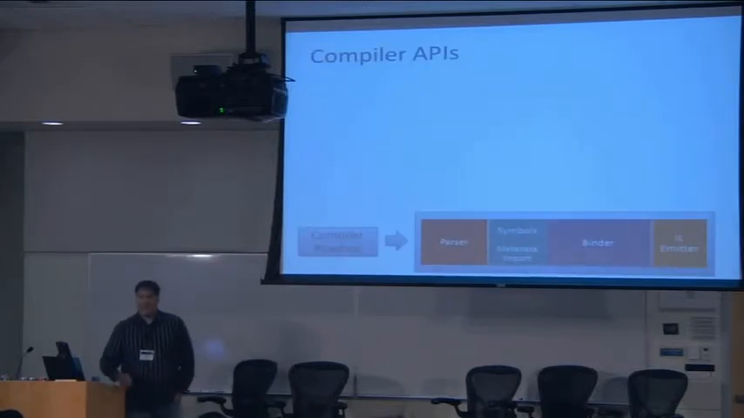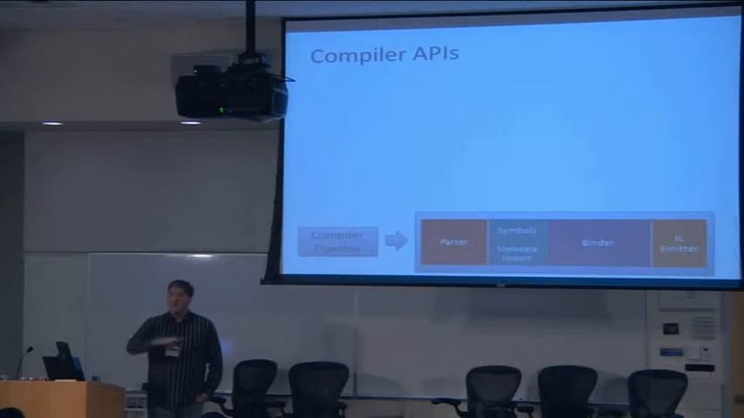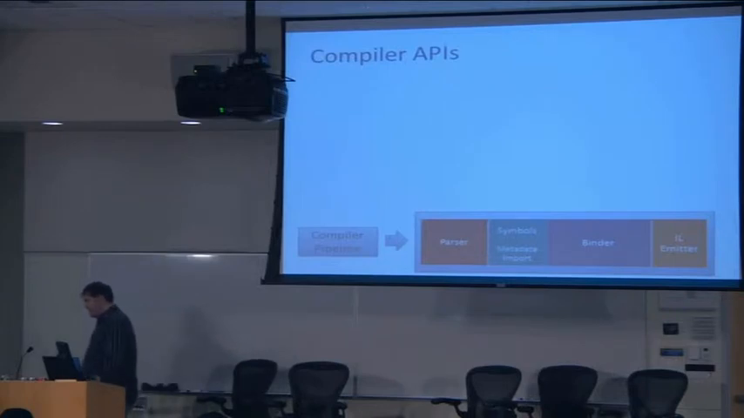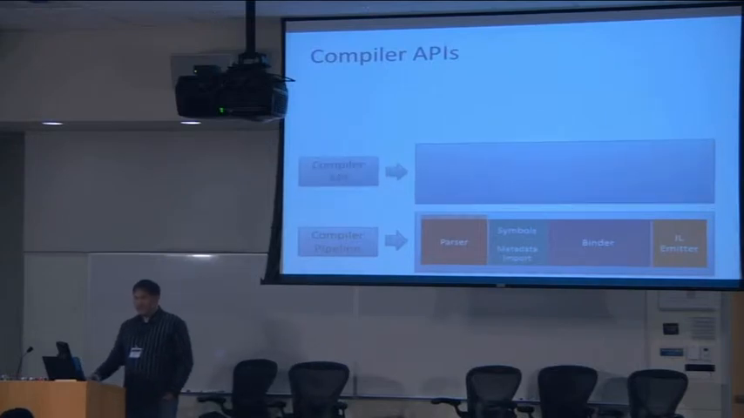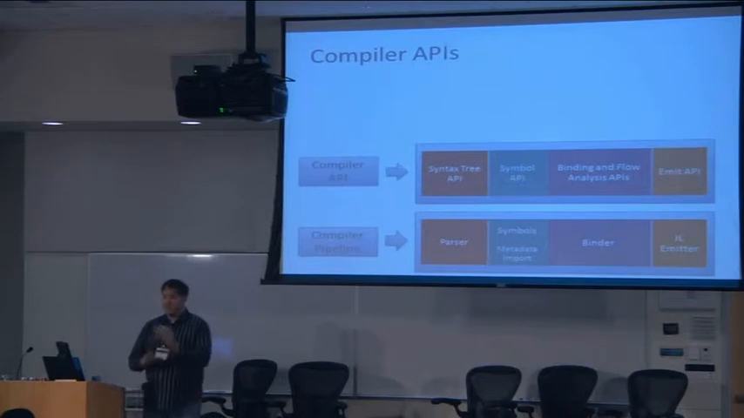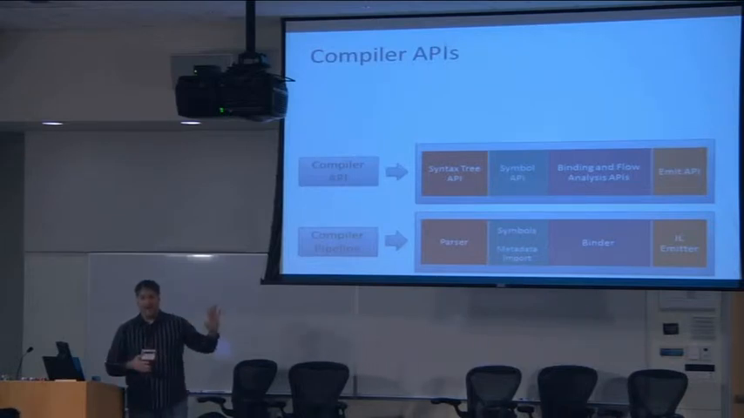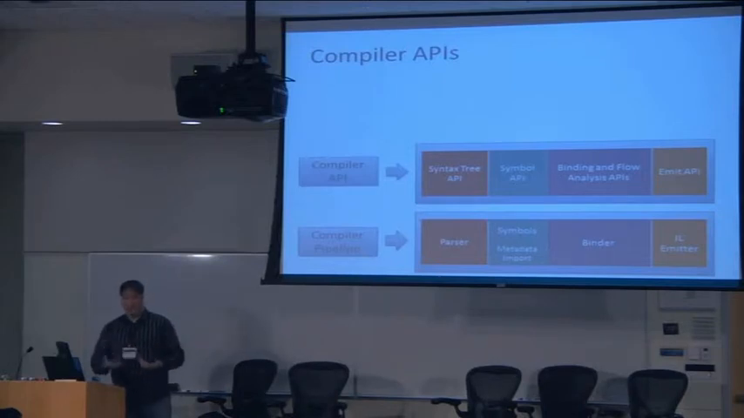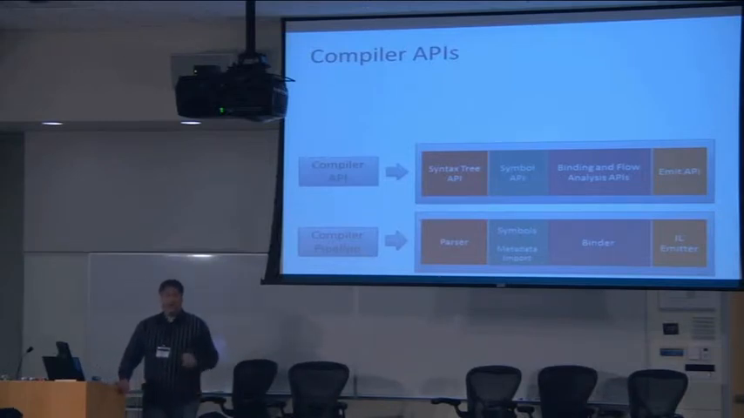So let's talk a little bit about the APIs. Now, I'm going to show this slide. We've shown it a number of times, but I know not everybody here is familiar with it. As we rebuild the entire compiler pipeline, the various components of the compiler, we build API on top of that. On top of the parser, there's a syntax tree API. On top of symbol table, metadata import, there's a symbol API. On top of the binder, there's going to be a binding API, flow analysis APIs, and then a small API on top of the IL emitter.